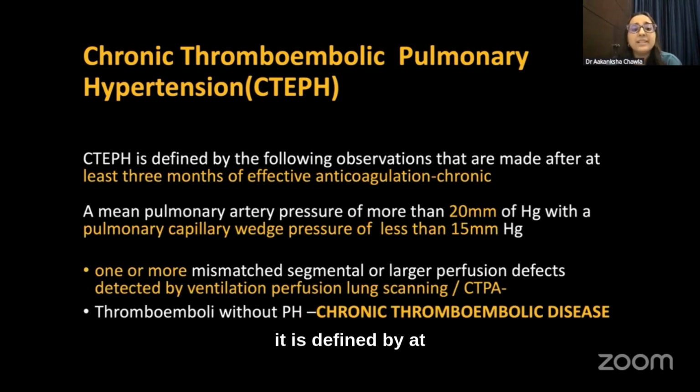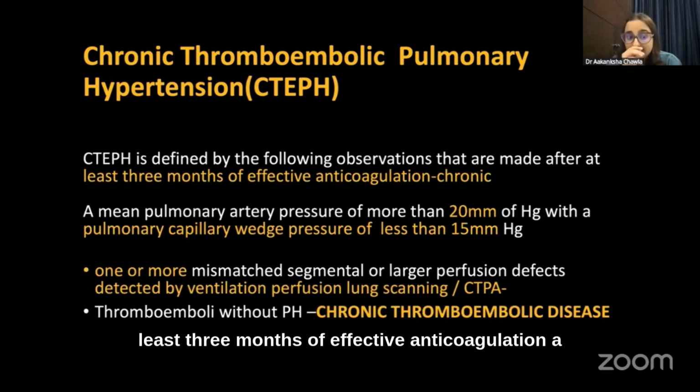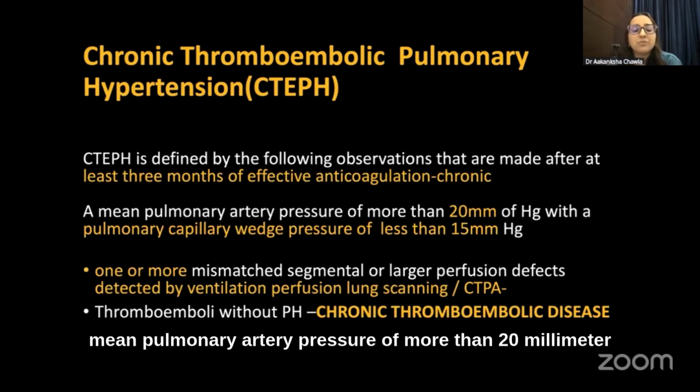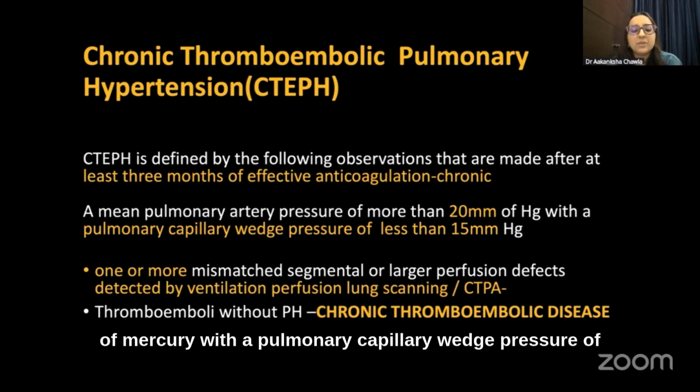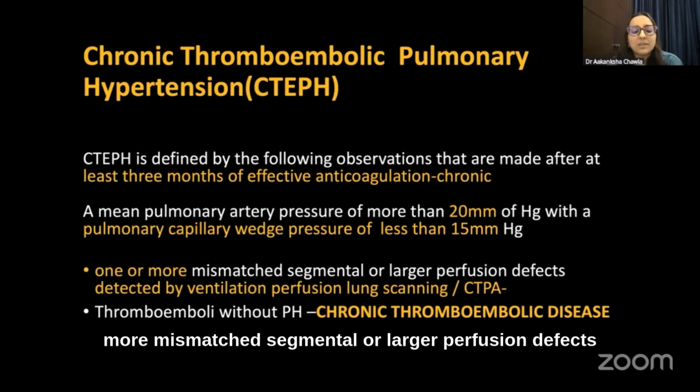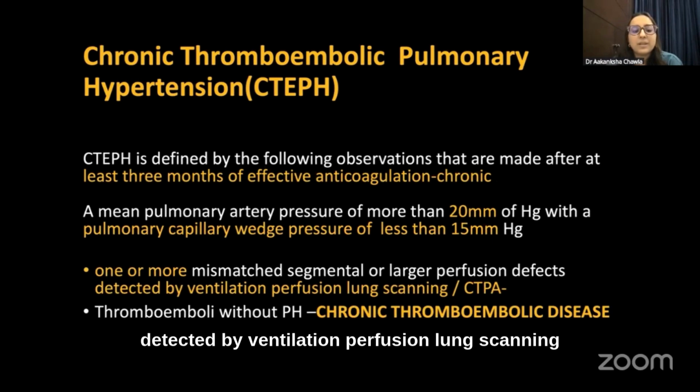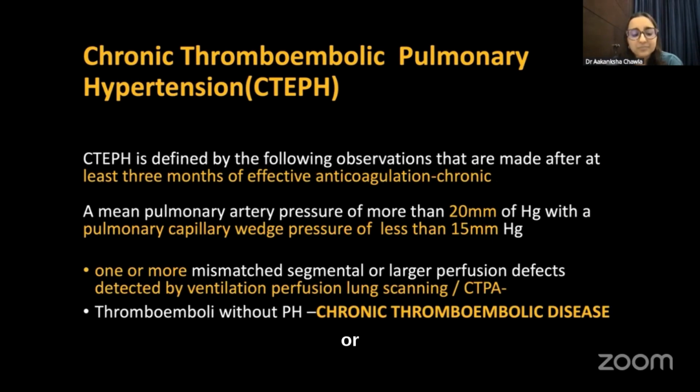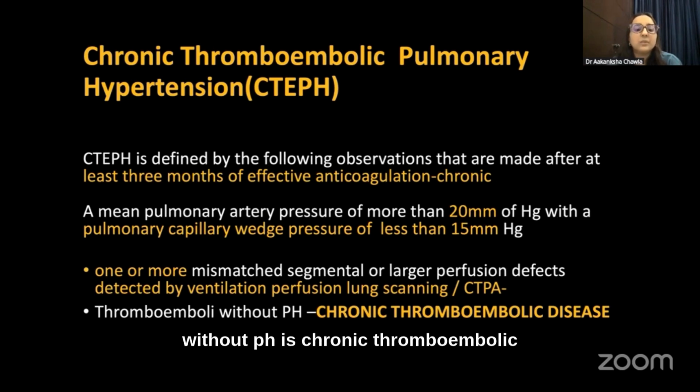And it is defined by at least 3 months of effective anticoagulation, a mean pulmonary artery pressure of more than 20 millimeter of mercury with a pulmonary capillary wedge pressure of less than 15, one or more mismatched segmental or larger perfusion defects detected by ventilation perfusion lung scanning, or CTPA. Thromboemboli without pulmonary hypertension is chronic thromboembolic disease.